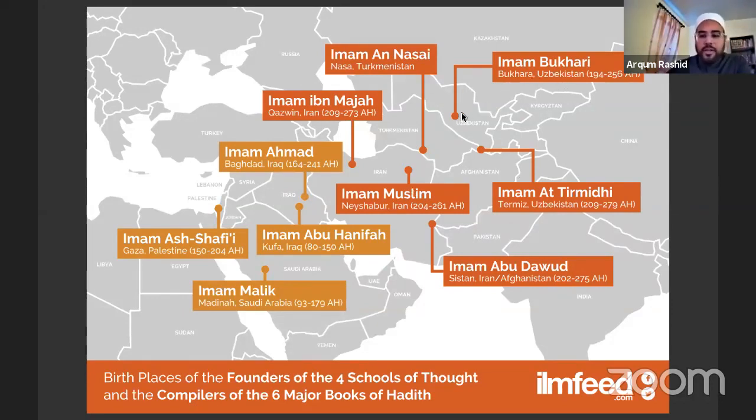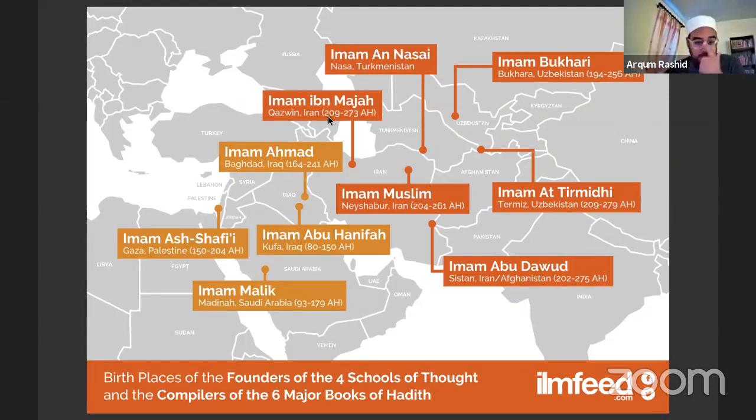Start with Imam Bukhari. So modern day Uzbekistan. That's where Imam Bukhari is from, Bukhara. Imam Muslim is from Nishapur, or in Arabic, Naysabur. Again, it's Nishapur because there's no P in Arabic. Modern day Iran. All of these borders are contemporary borders, so you can imagine these lands were just open areas, with this area being known as Khurasan. So Khurasan is where Imam Muslim was born.